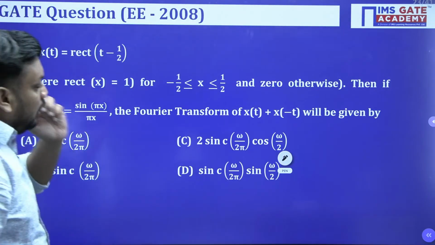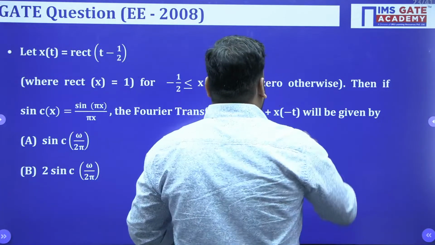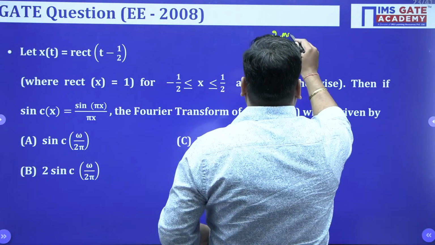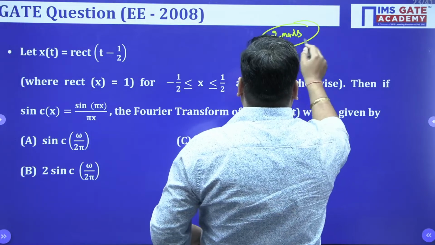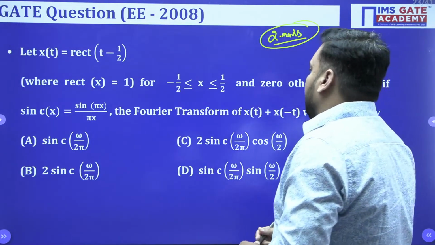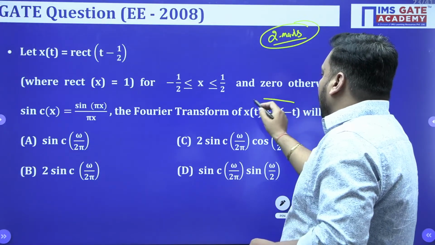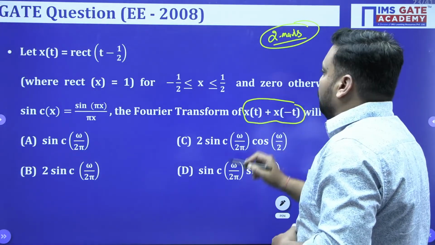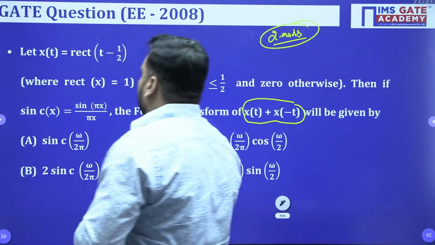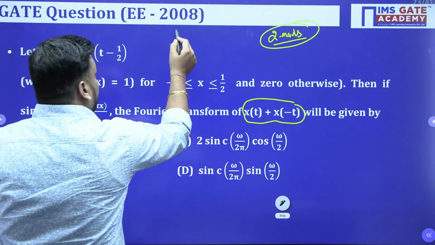Now electrical 2008 question, 2 marks question. This question also we can solve by using 2 approaches. So whatever approach is coming to your mind, do you want to try this question, guys? Just want to attempt. I'm just giving you a hint. Those who want to attempt, just do it first, guys.